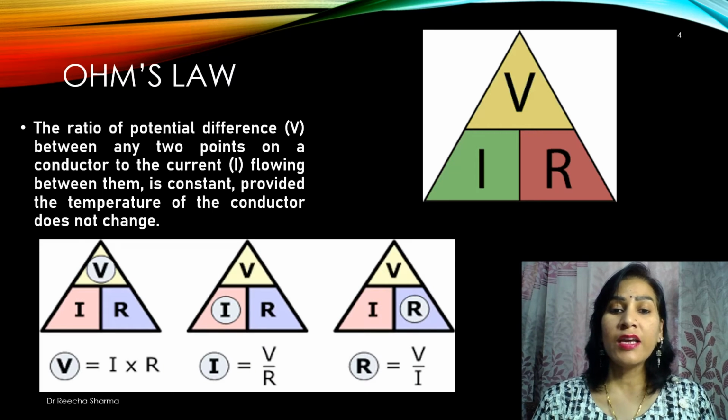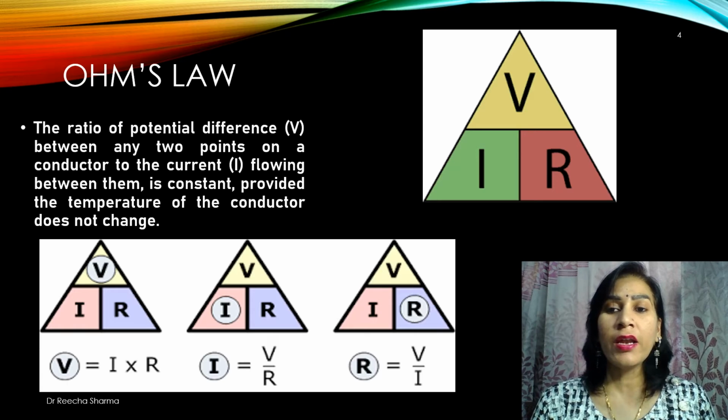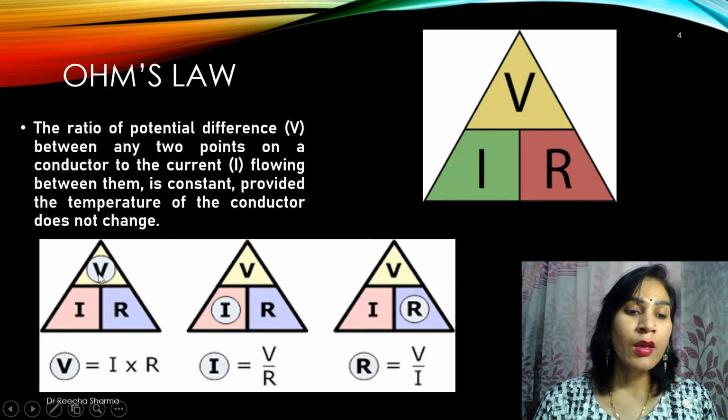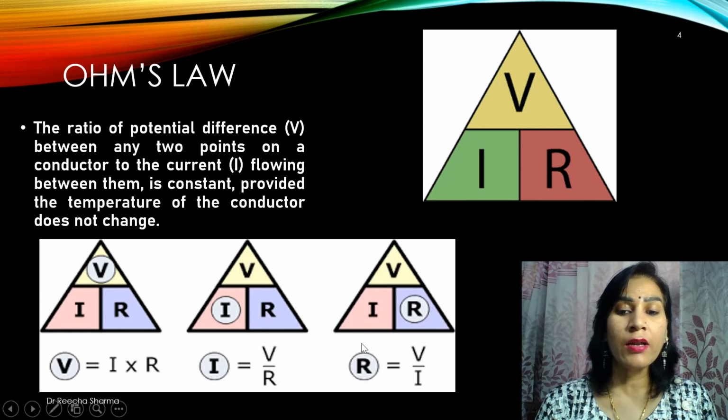This is explained by the triangle law, in which in the triangle we have the three parameters V, I and R. When we want to find the value of V, it is equal to I into R. When we want to find I, it is V upon R. When we want to find R, it is V upon I. So, we can find out voltage, current or resistance by using these three formulas.